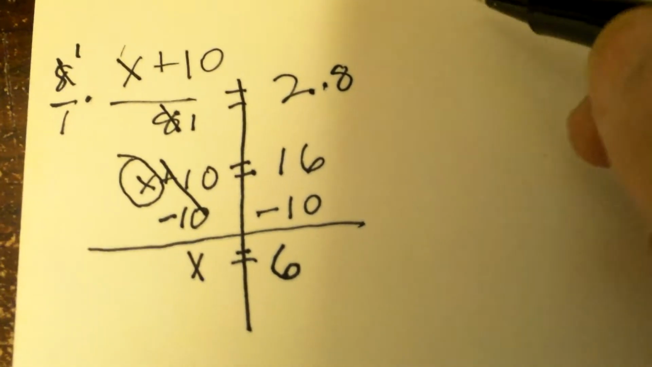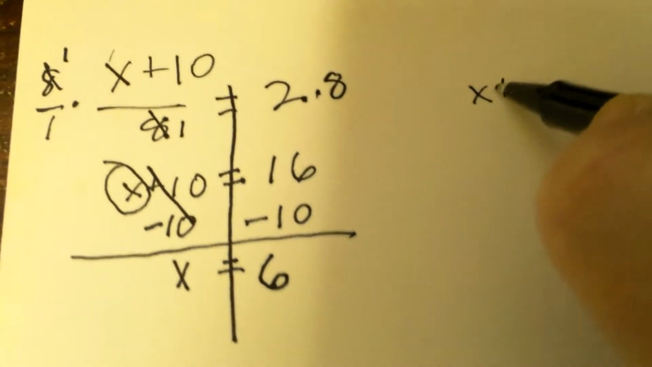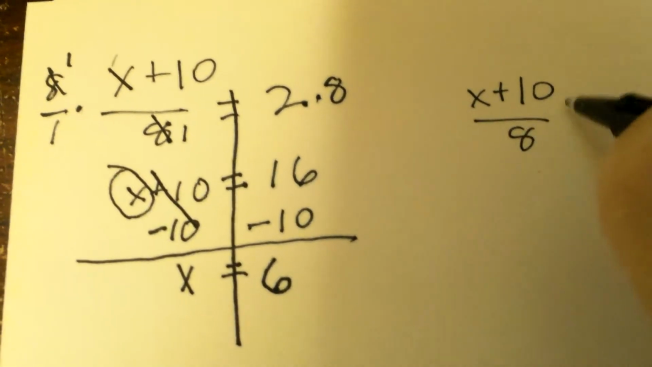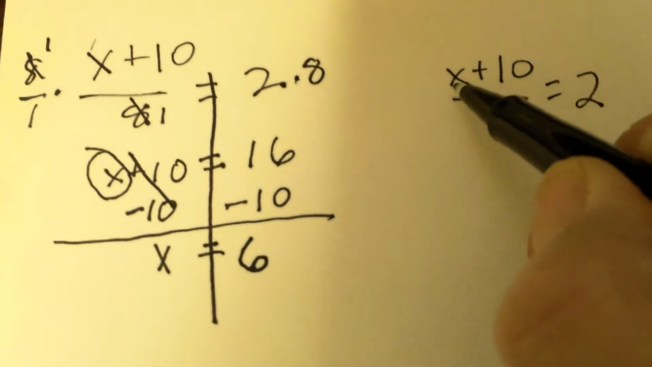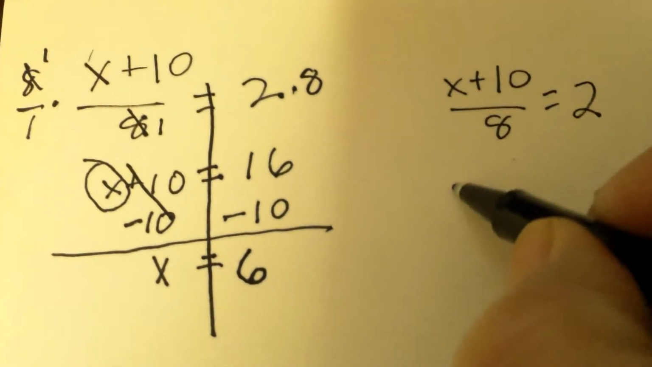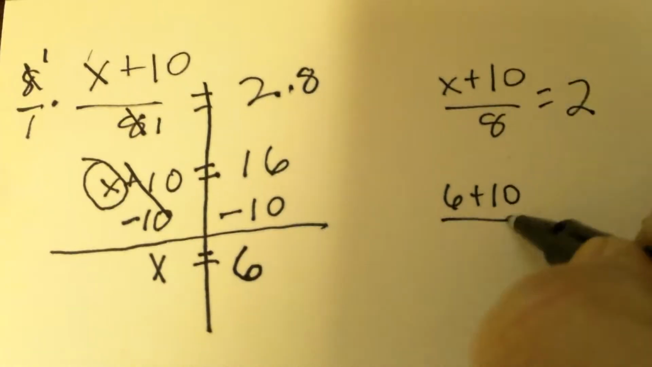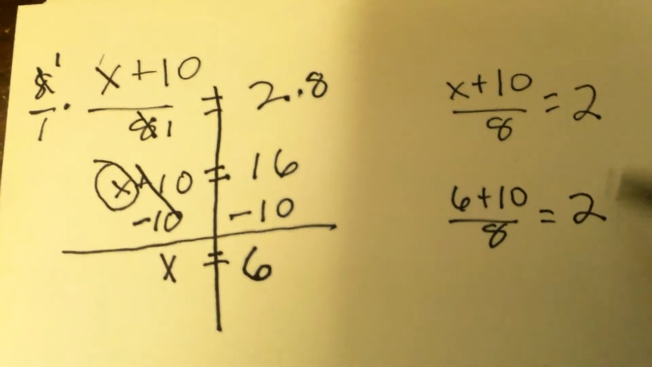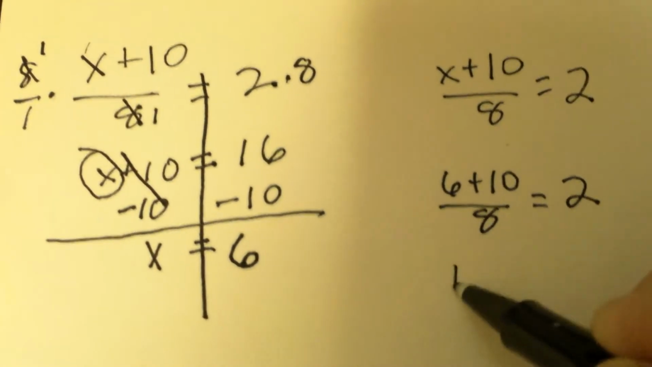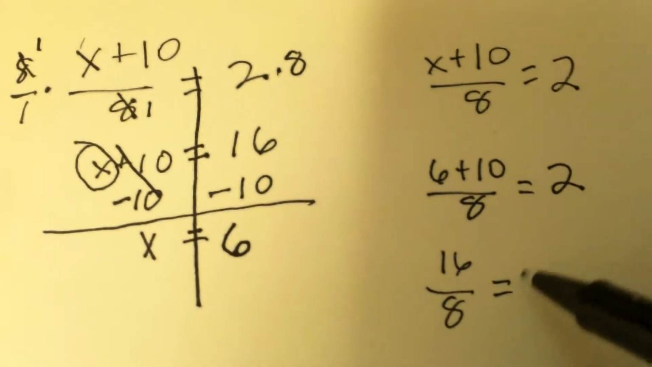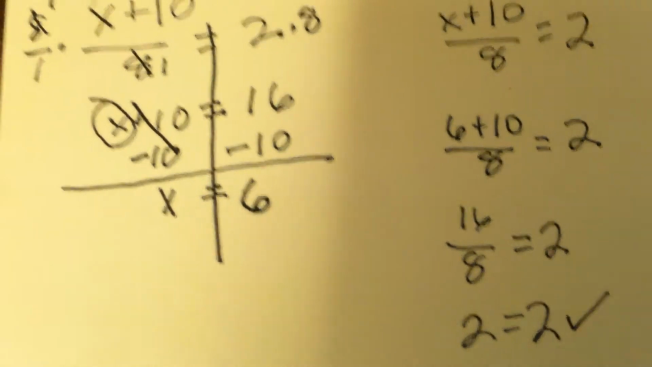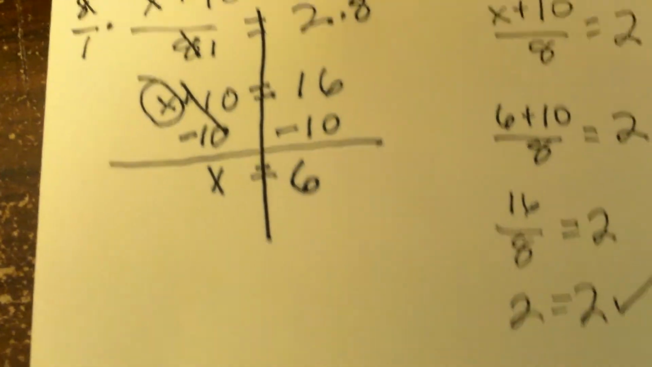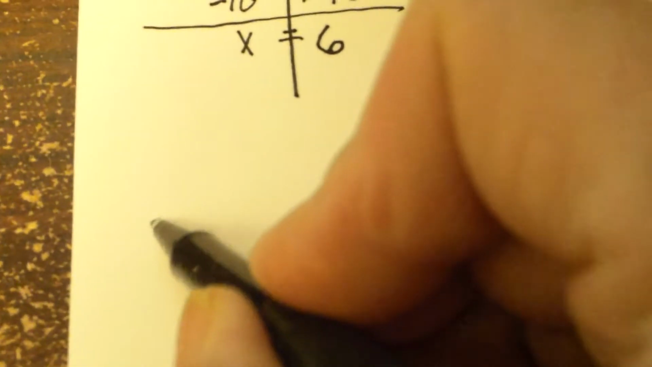Now, my original equation was (x plus 10) over 8 equals 2. And I believe that x is 6. So if I plug in a 6 here, this is going to give me (6 plus 10) over 8 equals 2. 6 plus 10 is 16 divided by 8. And 16 divided by 8 is 2. 2 equals 2. That worked, didn't it? Nicely done.